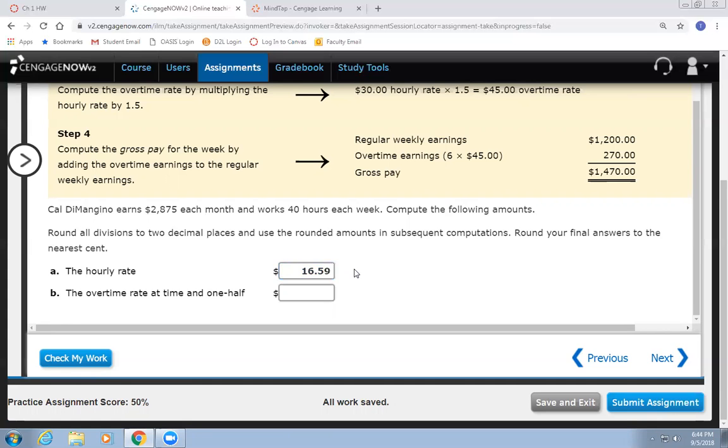Well, to get his overtime rate, I'm just going to multiply that times 1.5. Okay, so that one's pretty easy. So I just multiply that by 1.5. We should get $24.89. Okay.